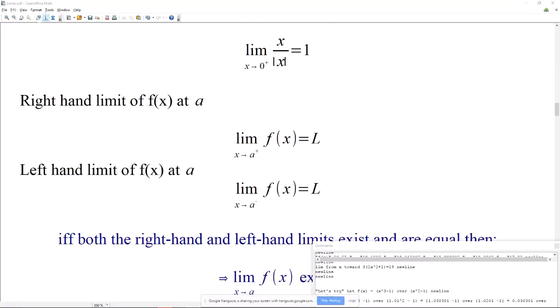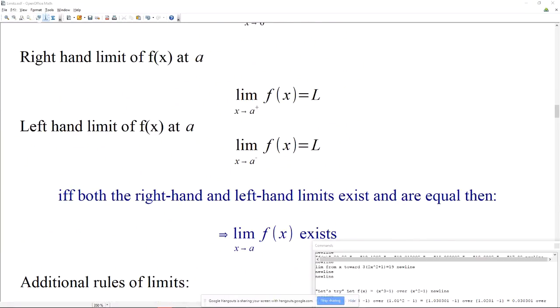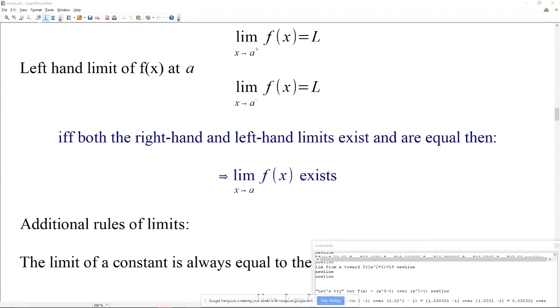Now, and you have to remember this because it's going to be critical, if and only if the limit exists for both the right-hand side, x to the a plus, and the left, x to the a minus, and they are equal, then we can say that the limit of x towards a exists. So let's repeat that. If you find the limit from the right-hand side, and the limit from the left-hand side, and they both exist and they're equal, then the limit as x goes to a exists. Okay, that makes sense? Yes.